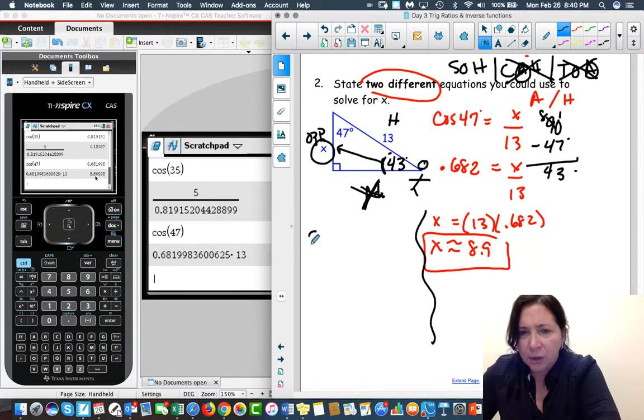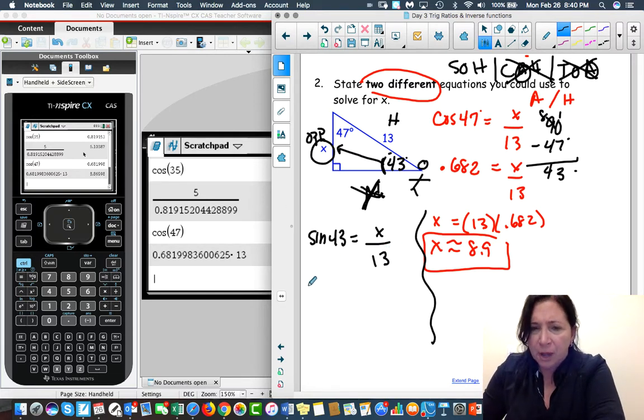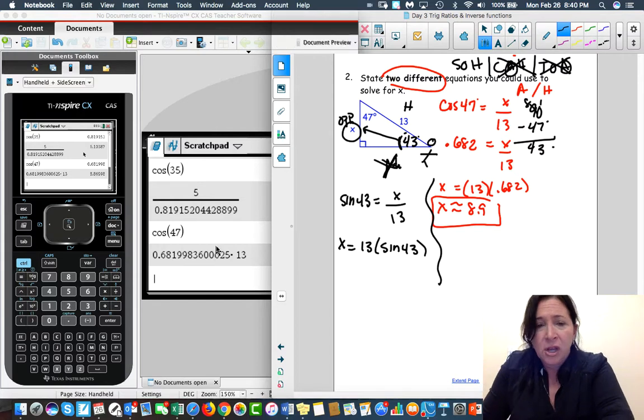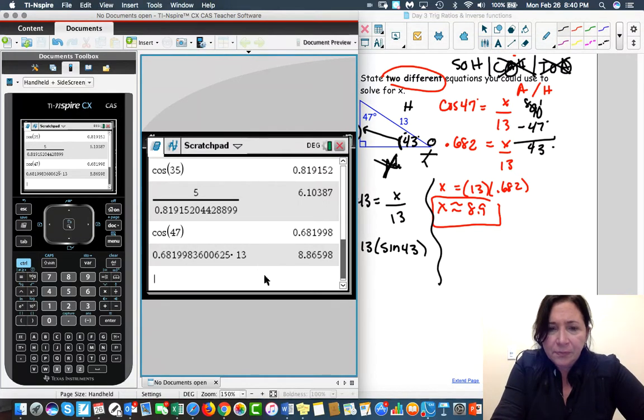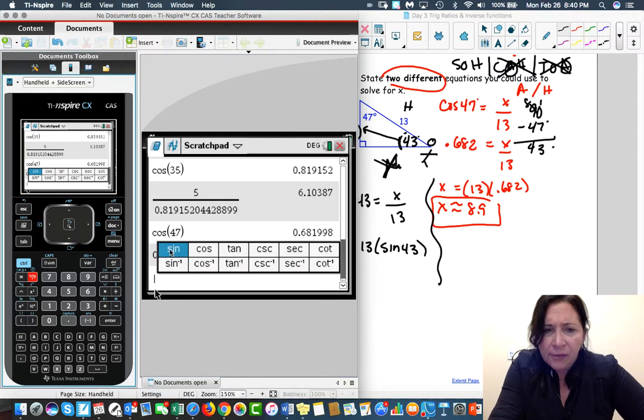So I'm going to go sine of 43 is equal to the opposite side, x, over 13. And I'm going to cross multiply. X is equal to 13 times whatever sine of 43 is. And I want to find out what that is. So on my calculator, I'm going to come over here and I'm going to say sine. So I'm going to click on sine.